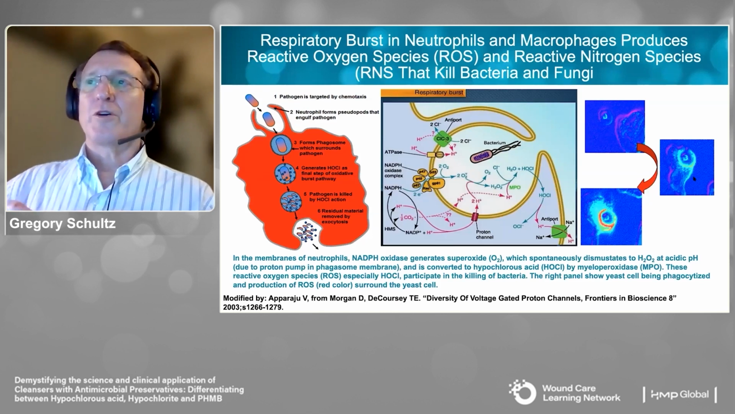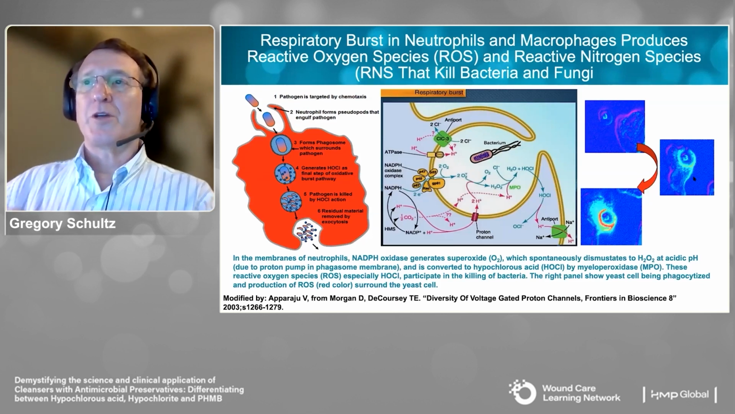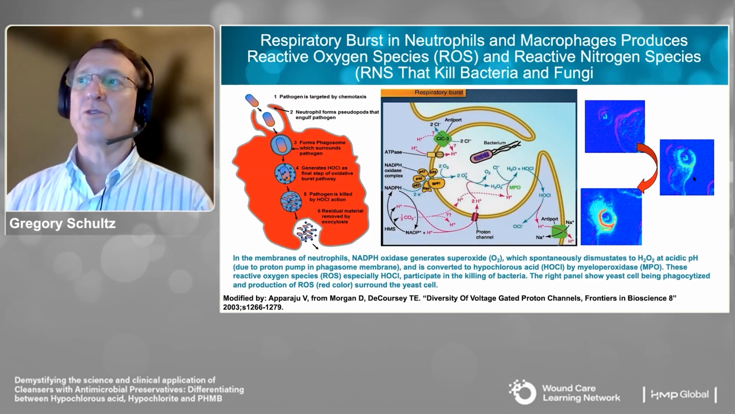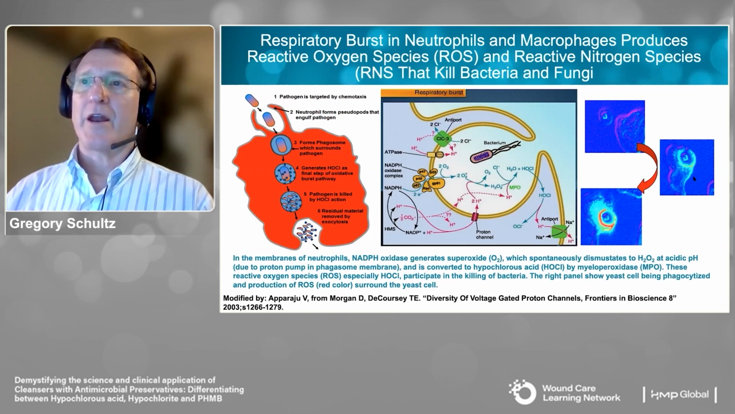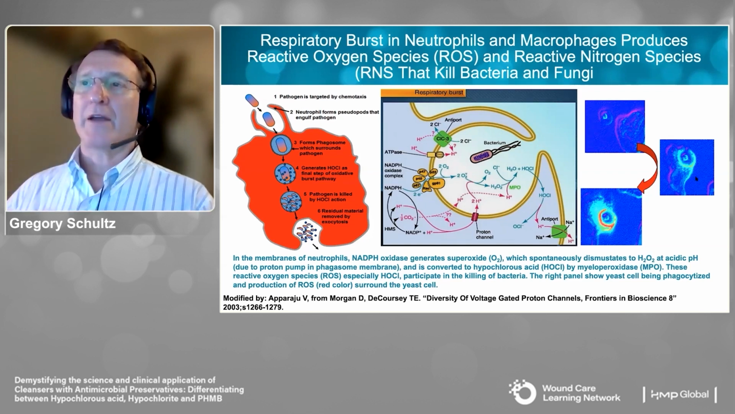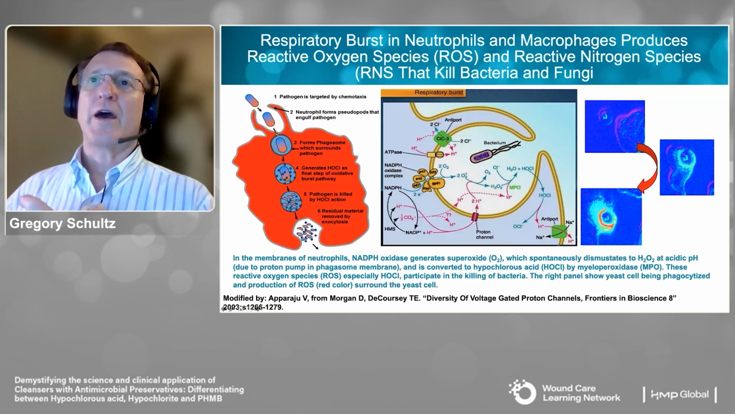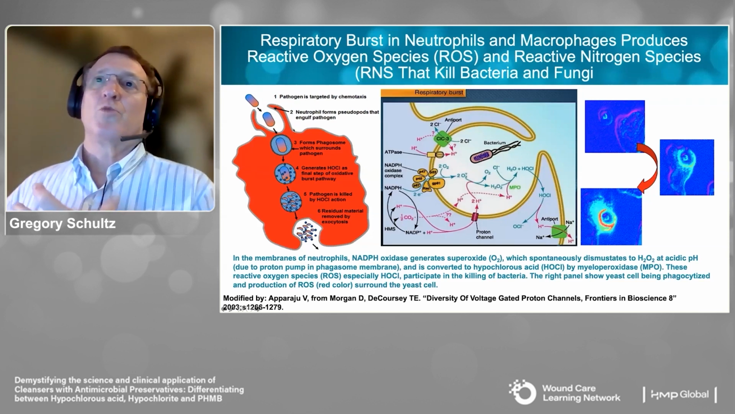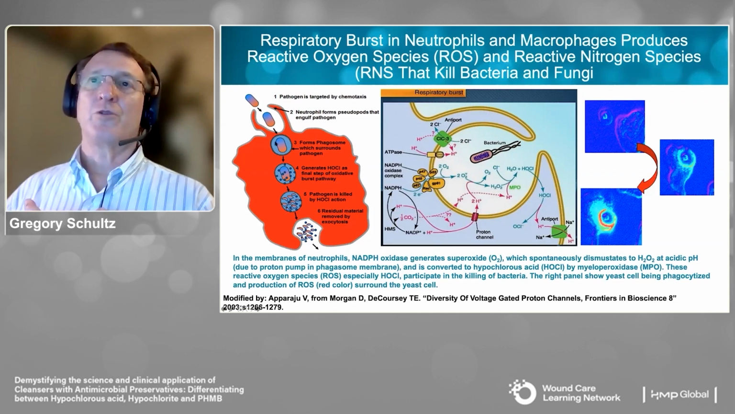It's also important for us to remember, especially as we talk about the hypochlorous acid, that this is one of the major reactive oxygen species that our body makes, our neutrophils and macrophages make, to actually kill bacteria that are contaminating and colonizing the wound. So when you see in the right and the left panel, this just shows how a neutrophil would encounter and be drawn to a bacterium.